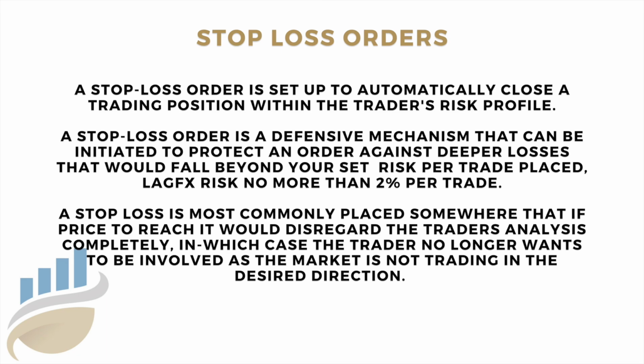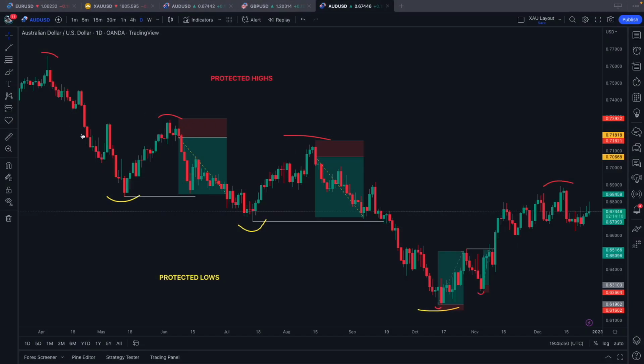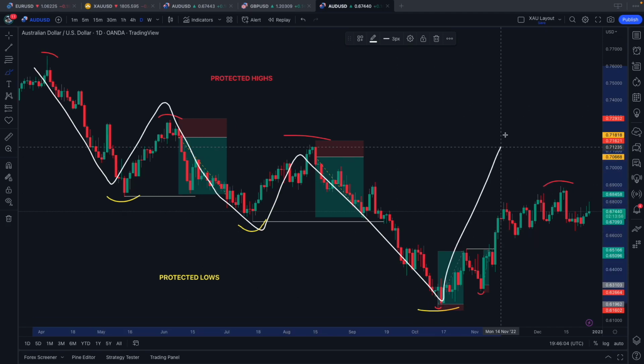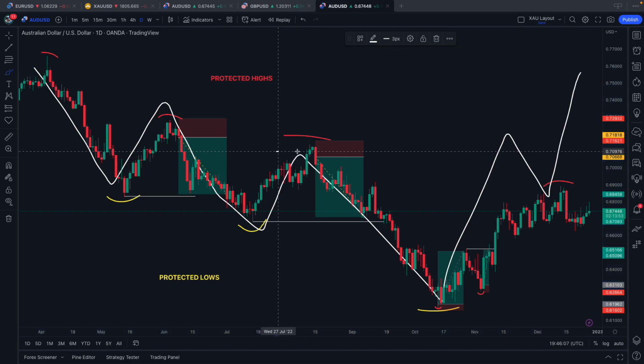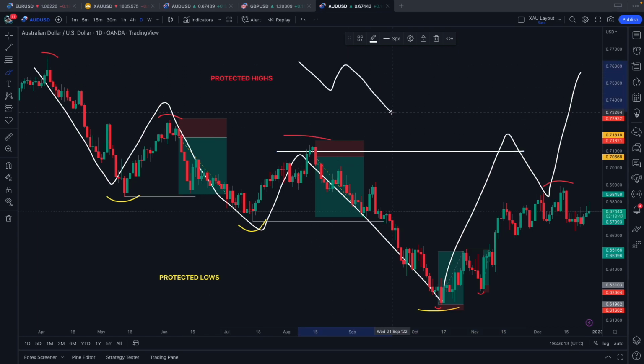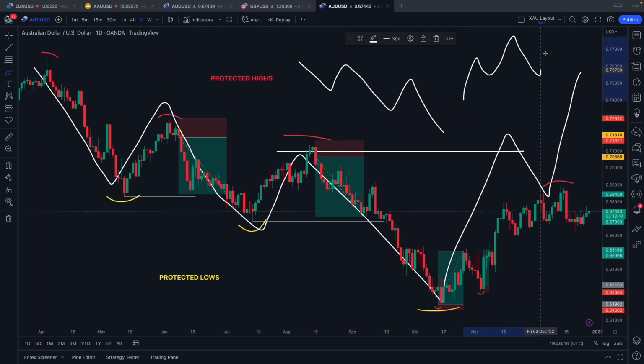A stop loss is most commonly placed somewhere that if price was to reach, it would disregard the trader's analysis completely, in which case the trader no longer wants to be involved in that market as it is not trading in the desired direction. So as I say, we are wanting to be sellers in this market, trading lower, so we want to look for sell positions because it's a bearish market. But if price was to break this high here, this protected high, this would then tell us that we are no longer following bearish structure, but we are in fact now following bullish structure because we've had a break in what was seen as a protected high. As we know, protected highs with bearishness, protected lows with bullishness.